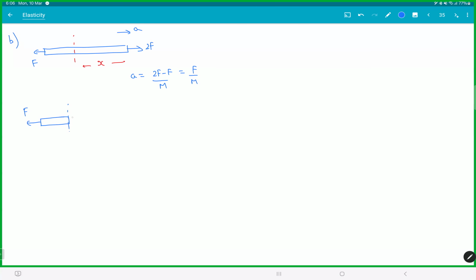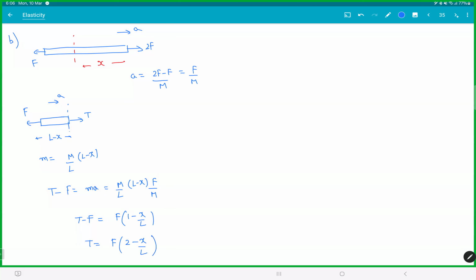Now the forces are F and this tension. What is the mass of this piece? This length will be L minus X. So the mass of this piece will be total mass by total length into L minus X. So we get T minus F is equal to mass into acceleration, which is M by L into L minus X into F by M. So this turns out to be T minus F equals F into 1 minus X by L. Sending F to the other side, you get F into 2 minus X by L. That's your tension.